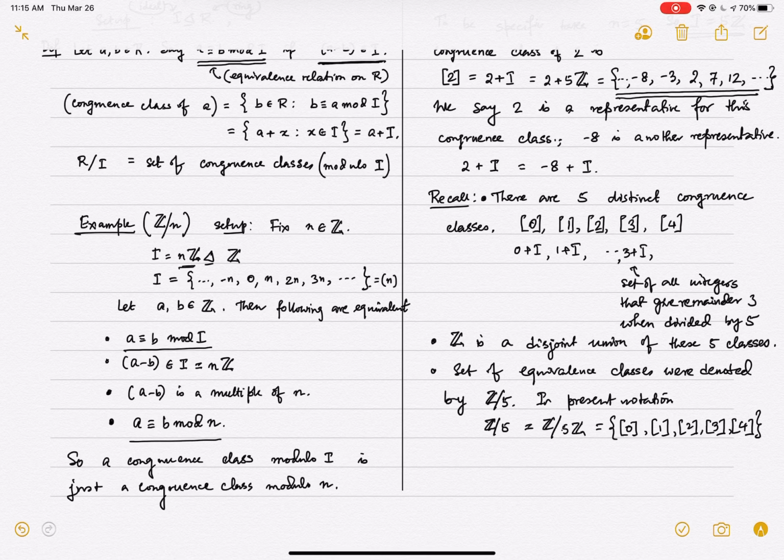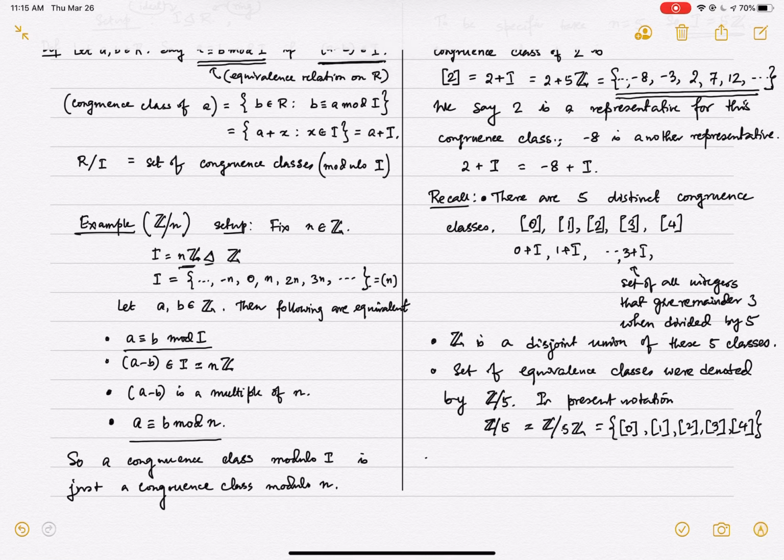And we saw that we have addition and multiplication on this set. We can define an addition and multiplication on this set using the addition and multiplication on Z. Similarly, in the more general context, when you look at R mod I, the addition and multiplication of R will allow us to define an addition and multiplication on R mod I. And R mod I will become a ring with these new operations. And that will be called the quotient ring.